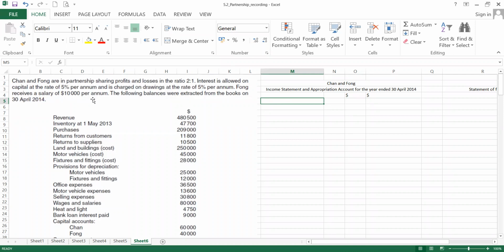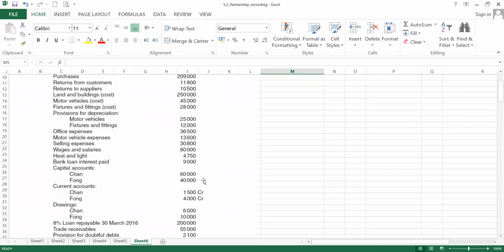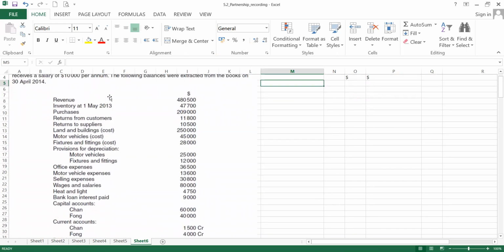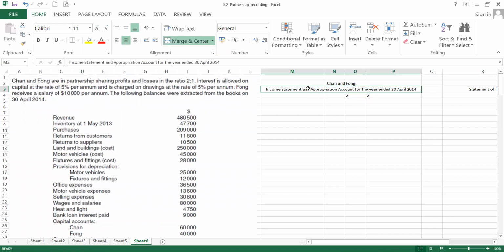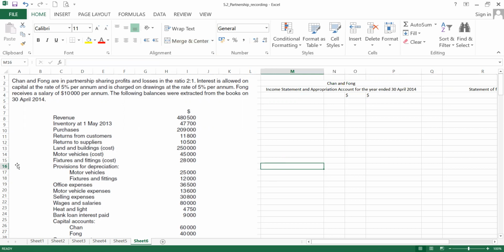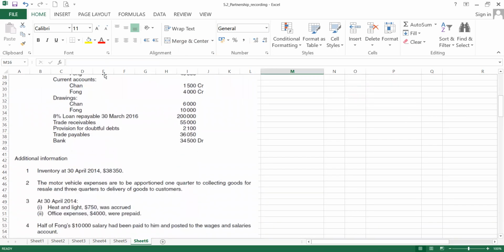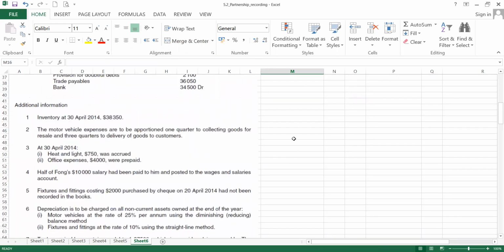Fong receive a salary 10,000 per annum. The following balance were extract from the book. So this is all the detail. So you must be familiar with the category of the asset, of the item of the account in the trial balance, so that you can differentiate whether it should put under income statement or statement of financial position. So we go through the additional information first before we go to prepare the income statement.